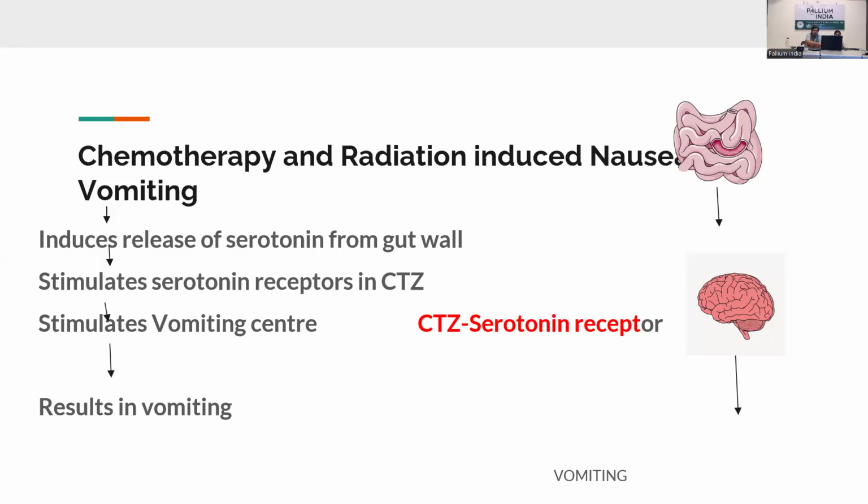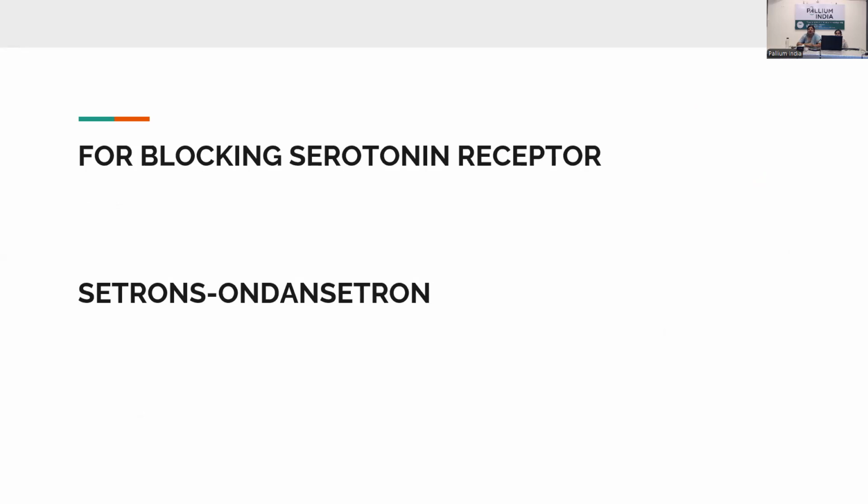So here the serotonin is making the problem. So for blocking the serotonin receptor, we give setrons. An example of a setron is ondansetron, Emeset, the drug which we use commonly. So this is the reason why those patients getting chemotherapy and radiotherapy get vomiting. And this is the reason why we prefer Emeset.